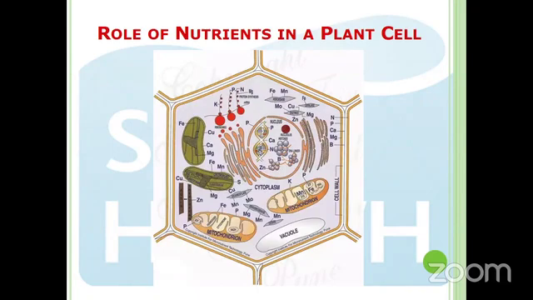Now if we take an example of, let us say, the cell wall of the plant cell, there you can see the nutrient names: nitrogen, phosphorus, calcium, magnesium, and boron. That means for good functioning of the cell wall of a plant cell, there is a requirement of nitrogen, phosphorus, calcium, magnesium, and boron.